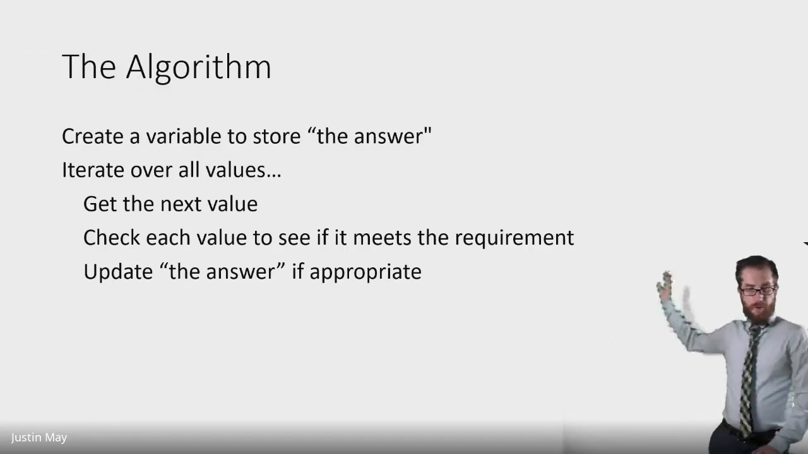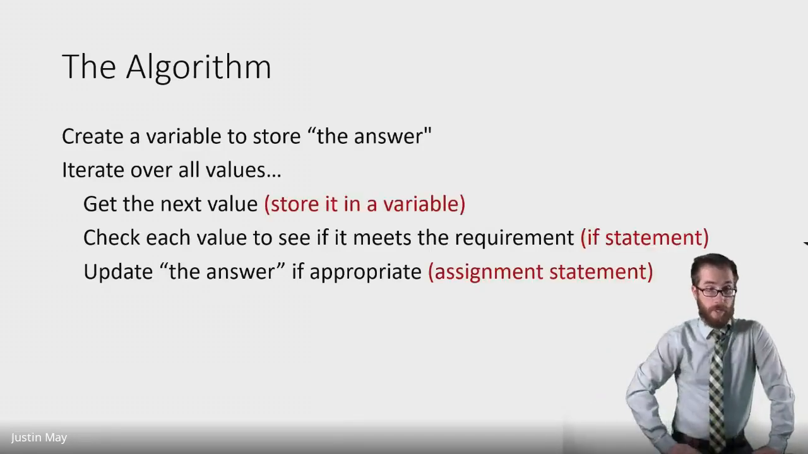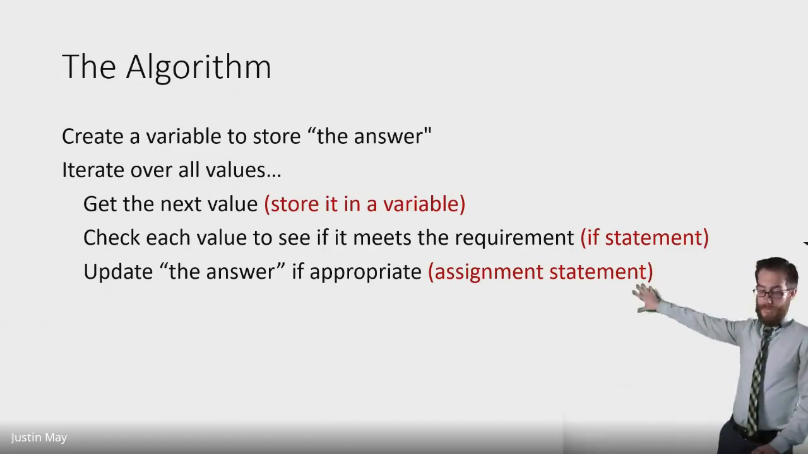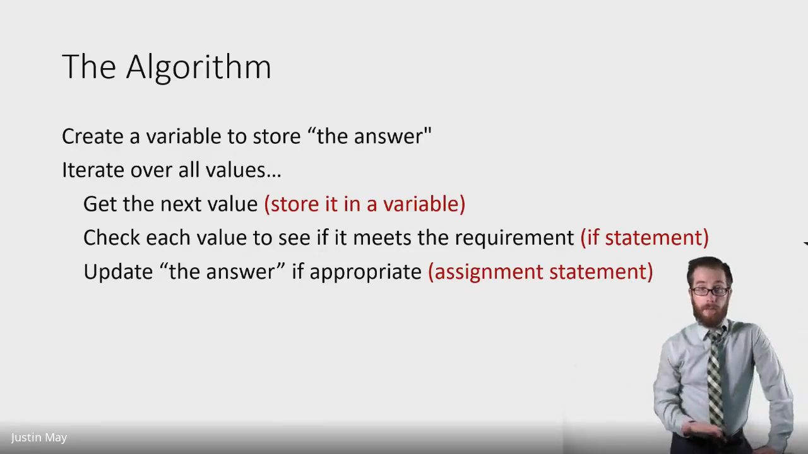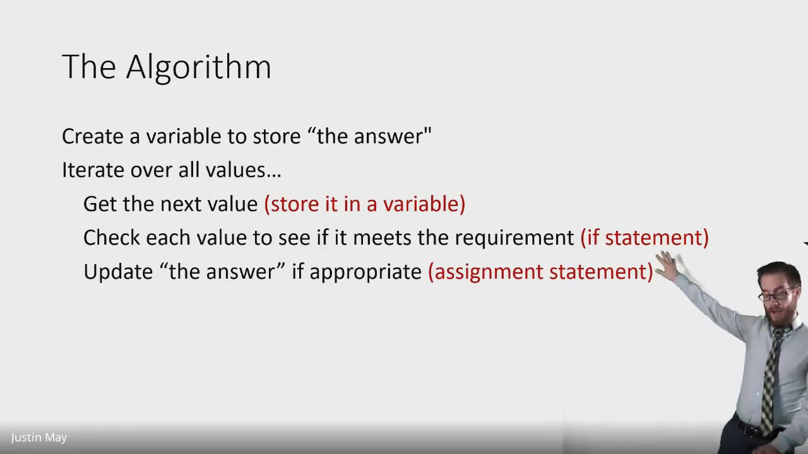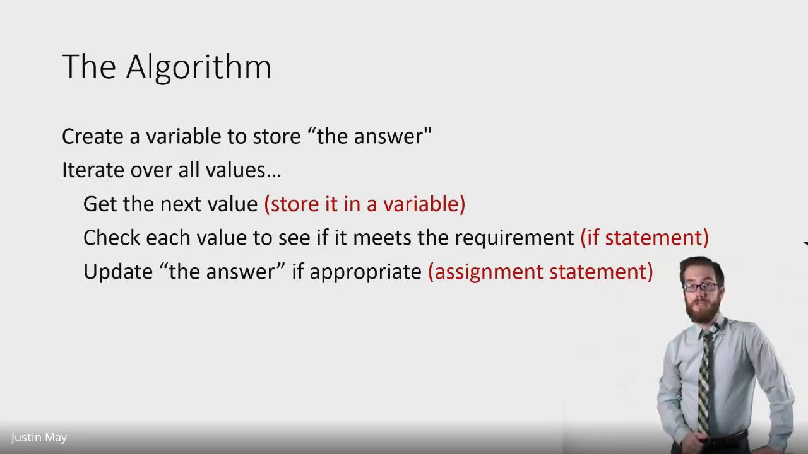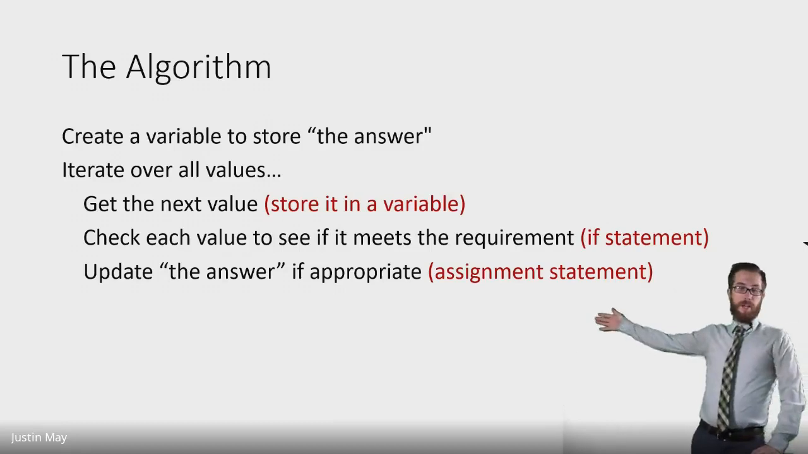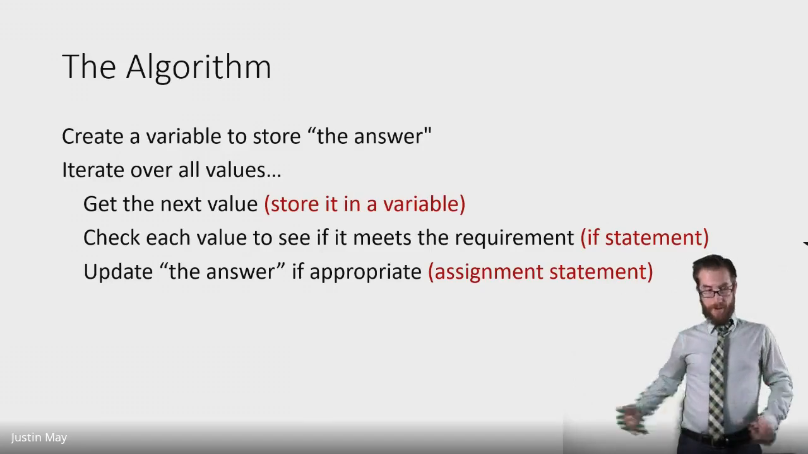So this is the general algorithm, the idea, and we're going to convert this into code so we can solve these problems in Java. Specifically, these pieces inside the iteration, what does that look like in code? When we get the next value, we're going to store it in a variable, so this is going to be some sort of assignment statement. When we check each value, whenever I say you need to check something, that means you're going to use an if statement. If statements are what we use to check data to see if it meets some requirement. And then updating the answer is another assignment statement where you're going to assign a new value to the answer based upon the results of this check.